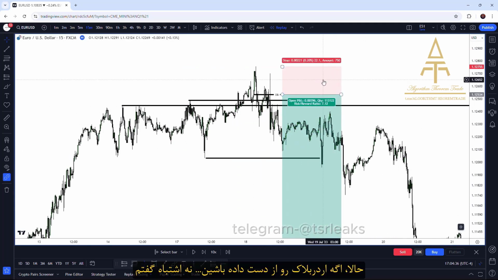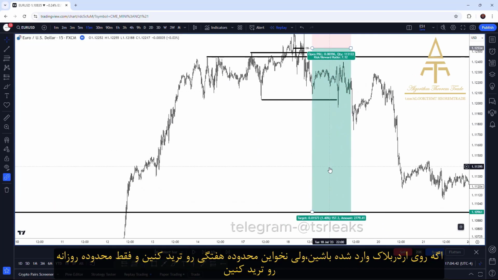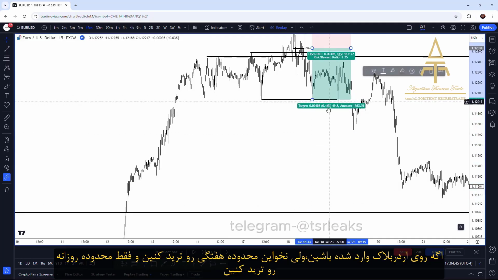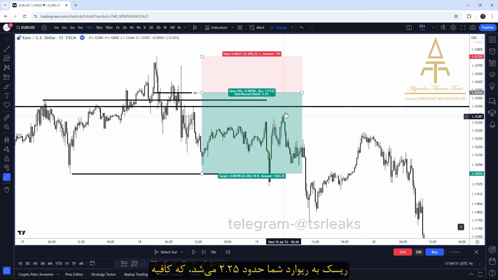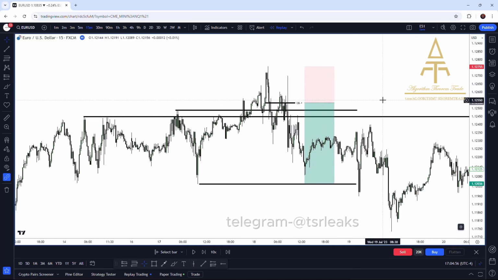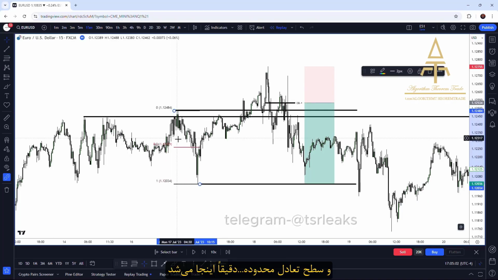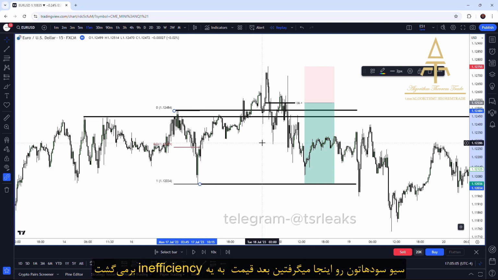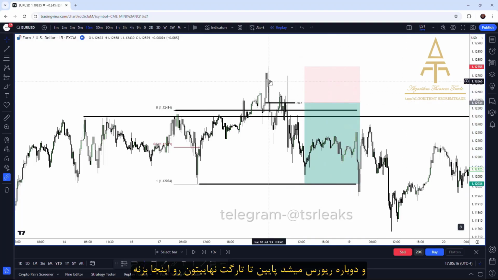Now, if you entered on the order block and do not want to trade the weekly range and want to trade the daily range, your R to R would have been 2.25, which is good enough. And your EQ of the range would be right here. So you would have hit your partials. Price then moved back up into an inefficiency and reversed back down, targeting your final take profit here.